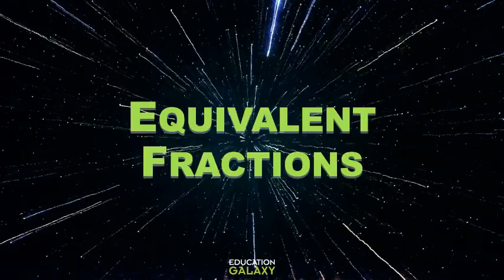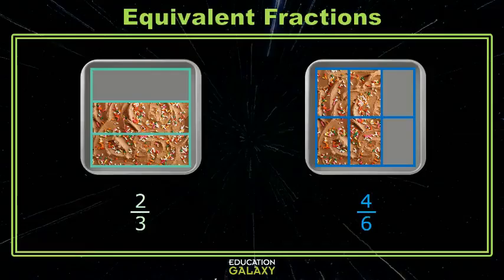Hi everyone, today we're talking about equivalent fractions. Remember that equivalent fractions represent the same value even though they have different numbers. For instance, here we have two pans of brownies. One says it's 2/3 of the pan and the other one says it's 4/6 of the pan. Well, if I could make that 2/3 into 6, I could easily see that they are both 4/6.